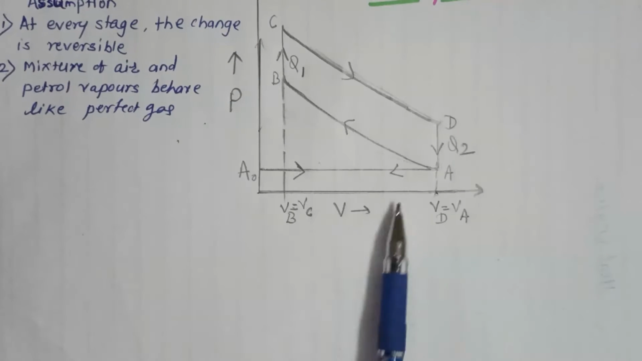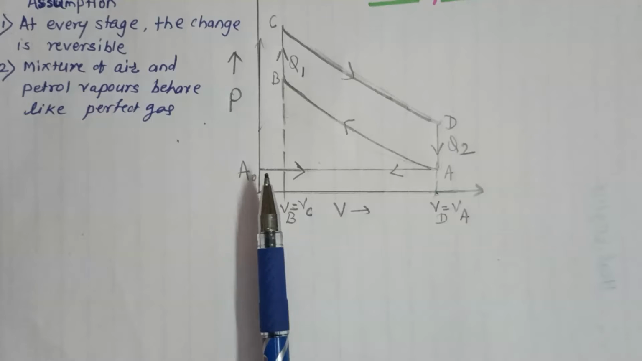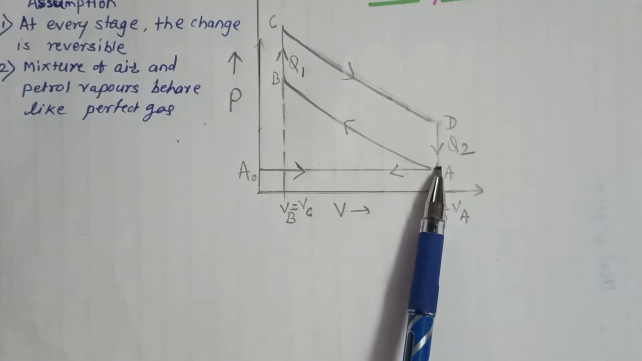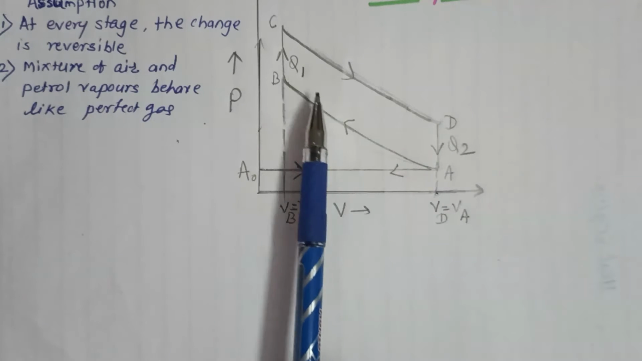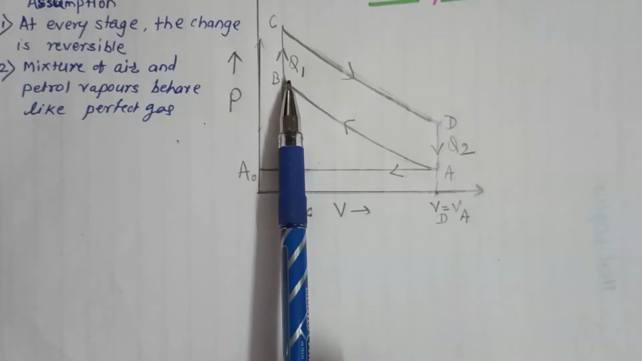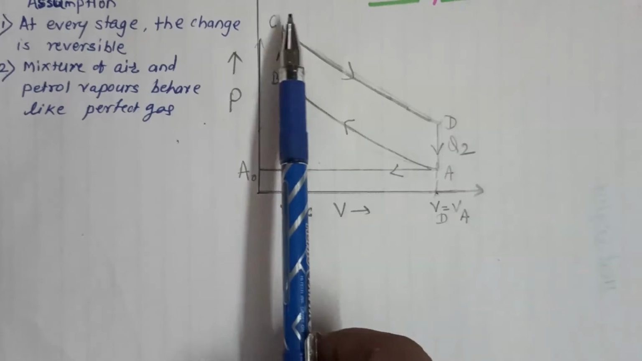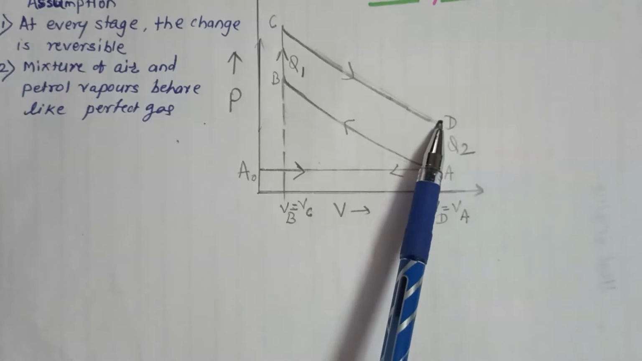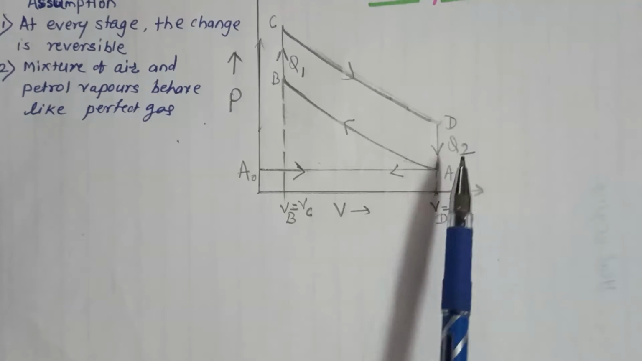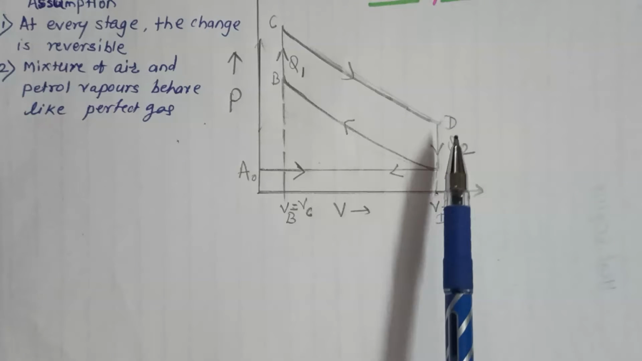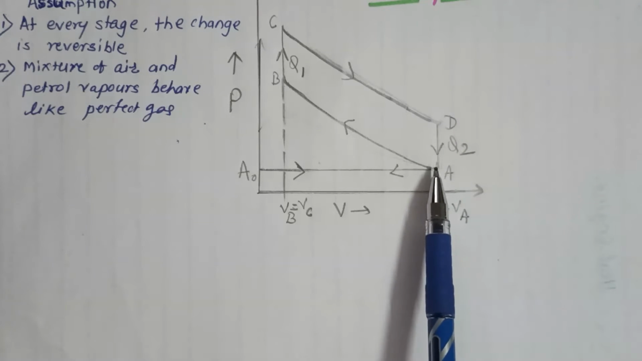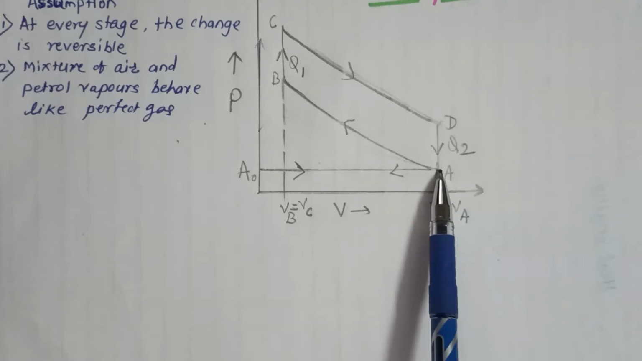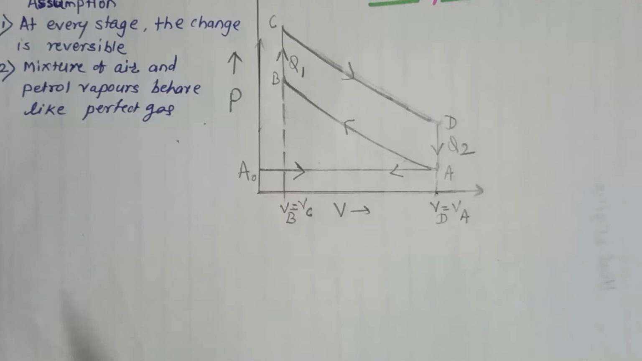In figure of Otto cycle, A0A, this is the charging stroke. From A to B, there is a compression stroke. From B to C, amount of heat produced Q1. C to D, that is adiabatic expansion. Along DA, the amount of heat given out, that is Q2. And last, A0, this is exhaust stroke.